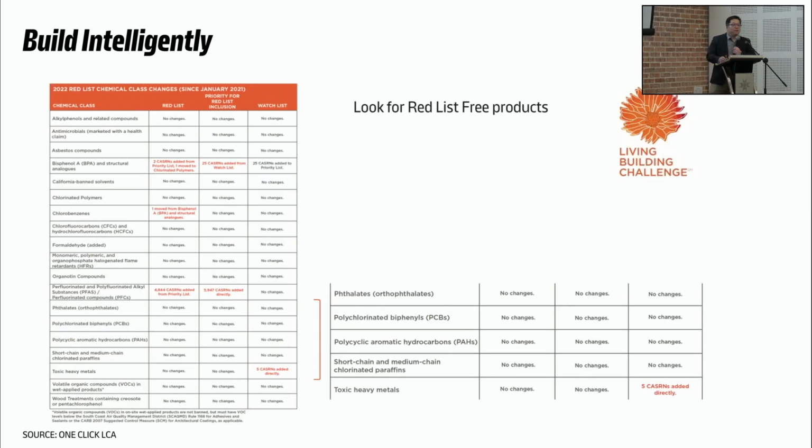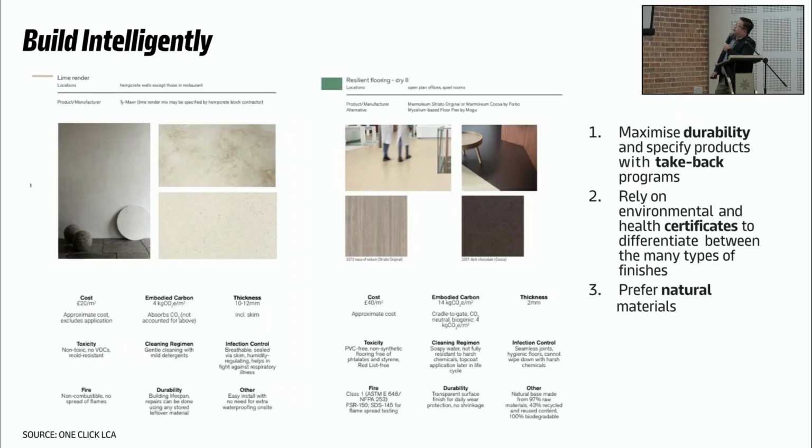So, of course, build intelligently. We're also looking at how to build safe. Okay? Make sure that the products are safe, far from heavy metal or carcinogenic materials. Recommended to have red list free products, okay, along the way. This is some other examples, okay, built intelligently.